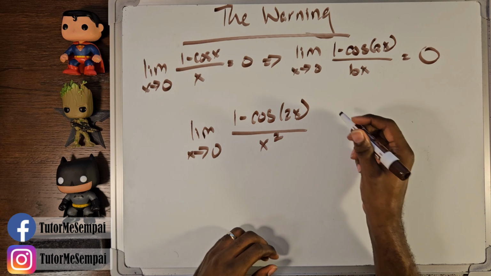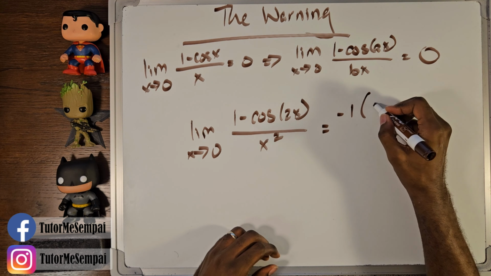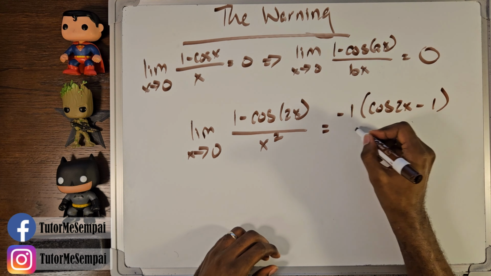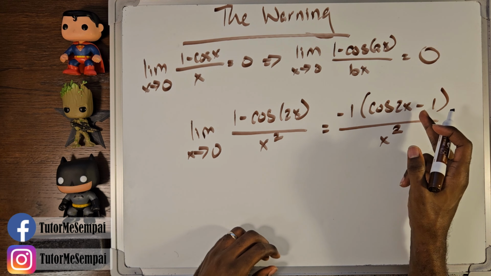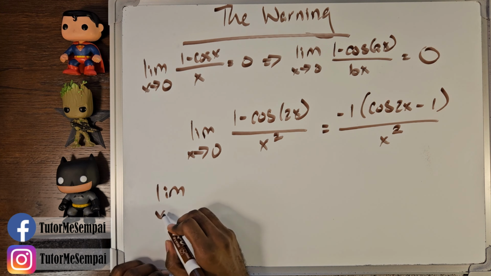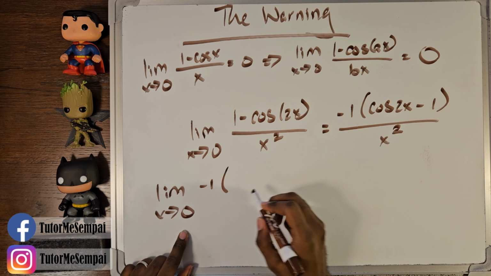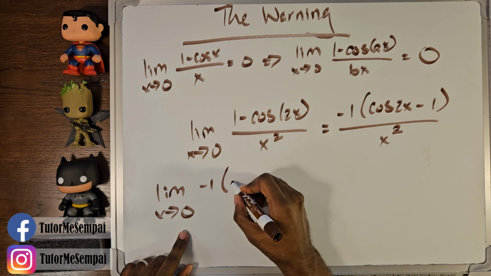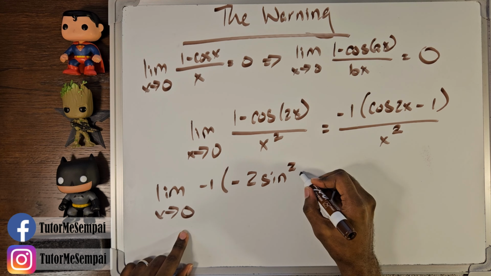So if you were to, let's say, factor out a -1 here, you have your cosine of 2x minus 1 now over x squared. Then this right here is a trig identity you can take advantage of. So let's rewrite it with its trig identity substituted in. We're going to have -1 times what's cosine 2x minus 1. Well, this is going to be a -2 sine squared x.